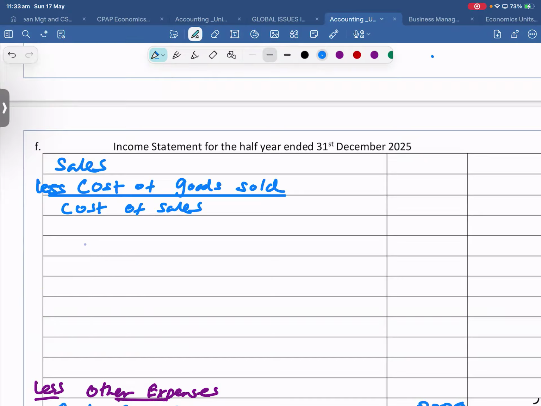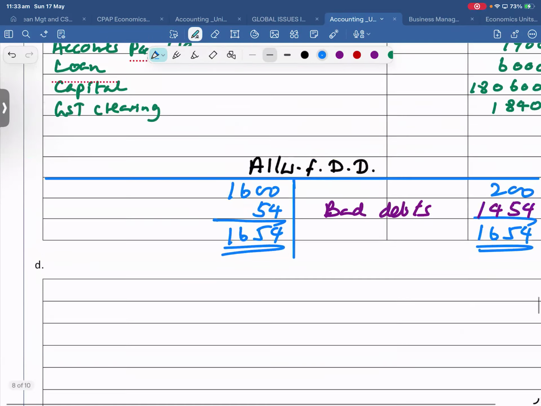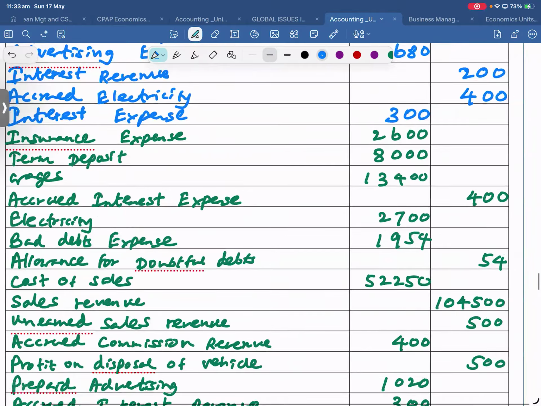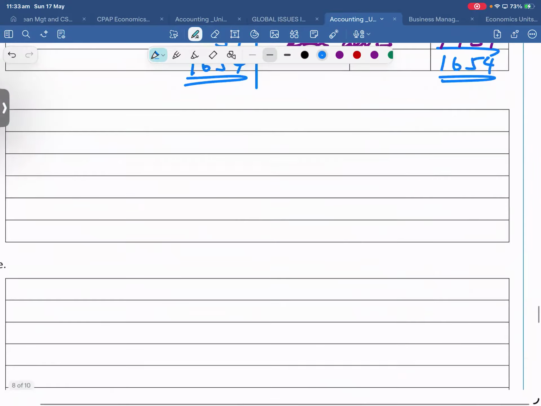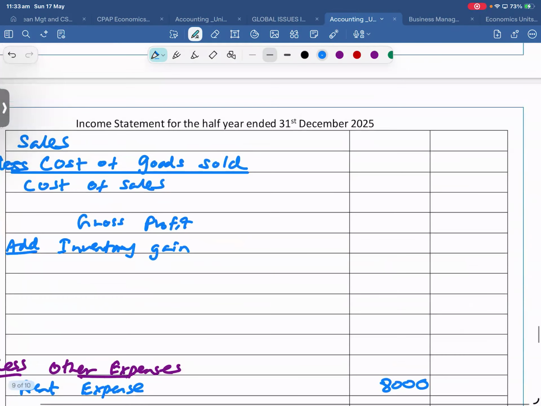And then for that you are adding inventory gain, which is how much was the inventory gain? 1950, yes. Right. Then next one.